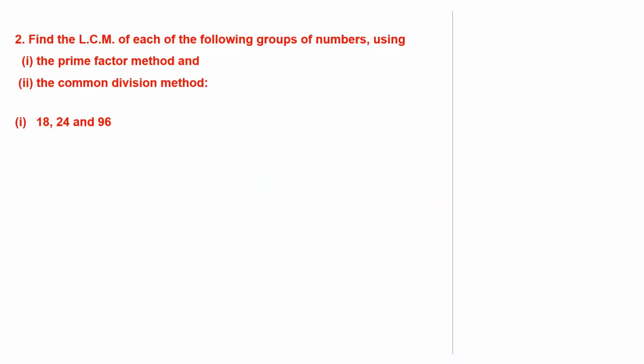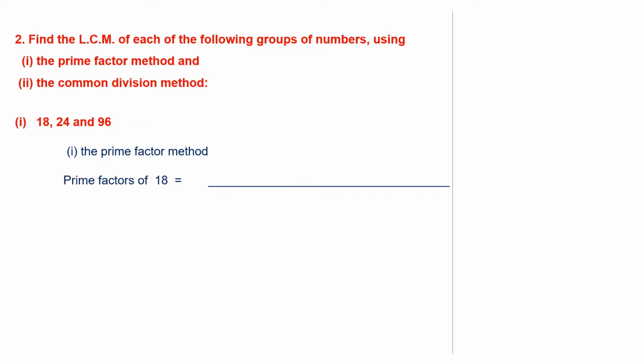Question 2. Find the LCM of each of the following groups of numbers using two methods. First, the prime factor method, and second, the common division method. So there are two more methods that we are using. So let's start with the prime factor method. Question 1. We have to find the LCM of these three numbers, and the method is the prime factor method. Now how do we do it?